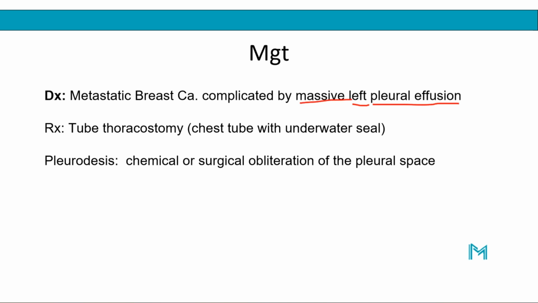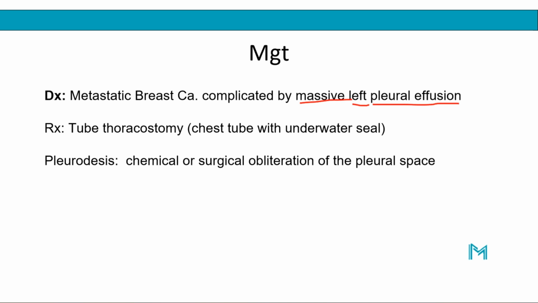You add that it is massive, then you are describing. You want to be able to describe this diagnosis as descriptively as possible. So it's a massive left pleural effusion. Okay, that sounds more correct, but it's still not complete. That will probably get you like 1.5 of the 2. Then you add that it is metastatic breast CA complicated by the massive left pleural effusion. Now, this is a more complete capture of the diagnosis.